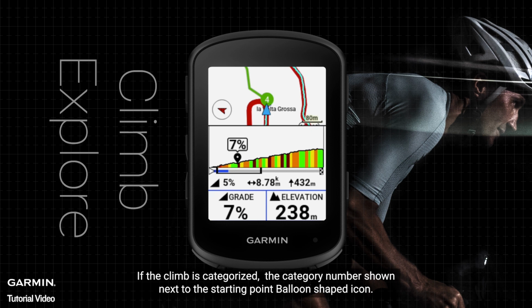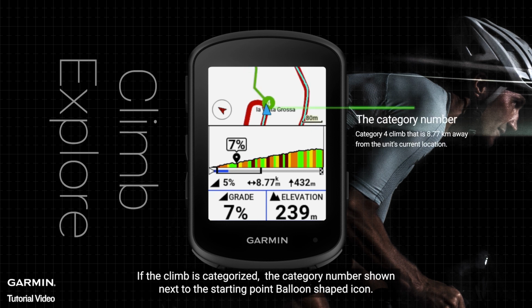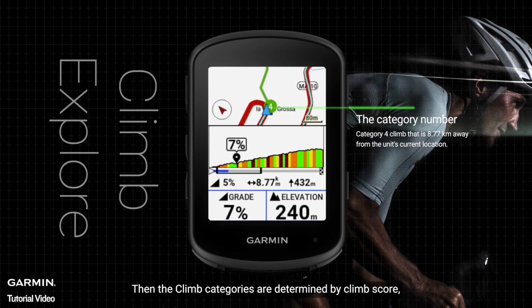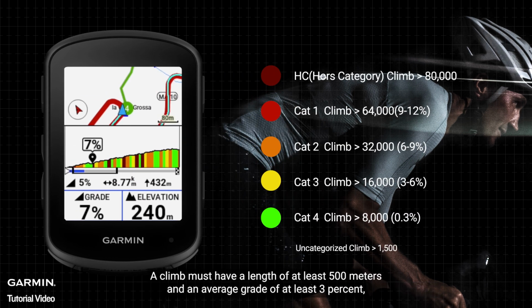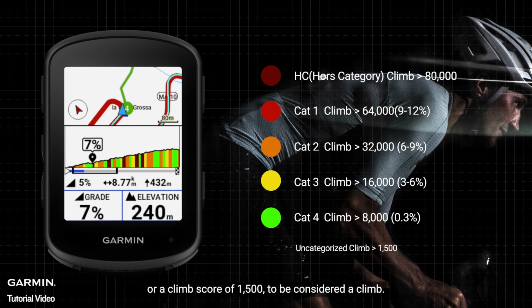If the climb is categorized, the category number shows next to the starting point balloon-shaped icon. The climb categories are determined by the climb score, which is calculated using the grade multiplied by the length of the climb. A climb must have a length of at least 500 meters and an average grade of at least 3%, or a climb score of 1,500, to be considered a climb.